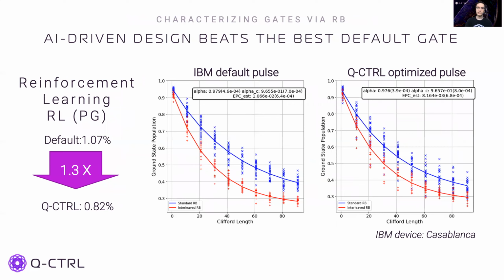We also evaluate the same pulses using the interleaved randomized benchmarking protocol. The plot on the left is for the interleaved randomized benchmarking of the default pulse, and the plot on the right for the optimized pulse. According to this measure, the average error per gate of the optimized pulse is 30% better than the default.